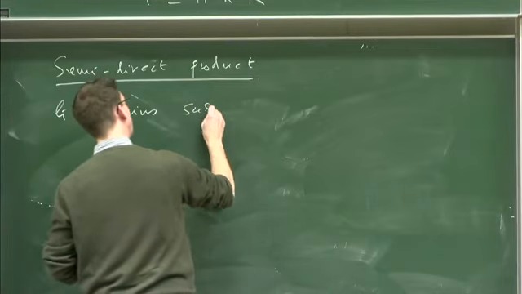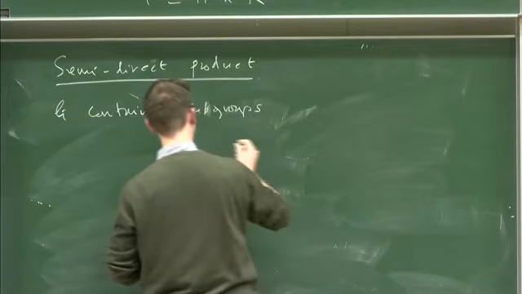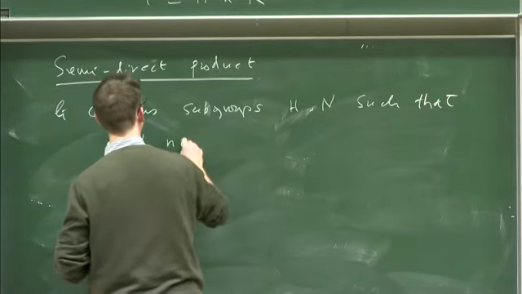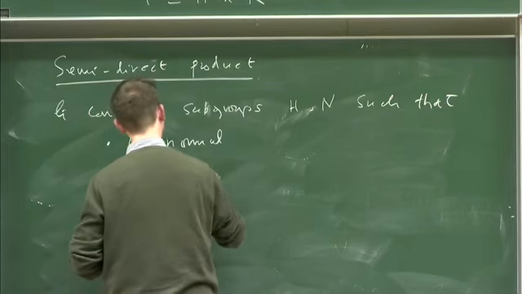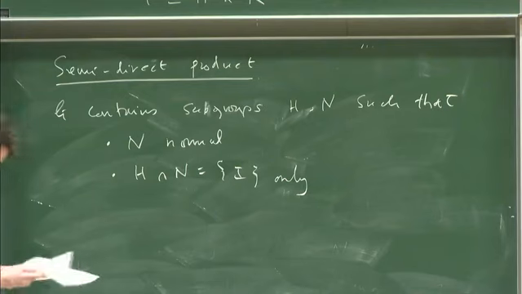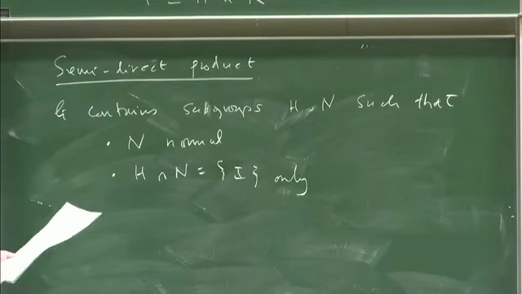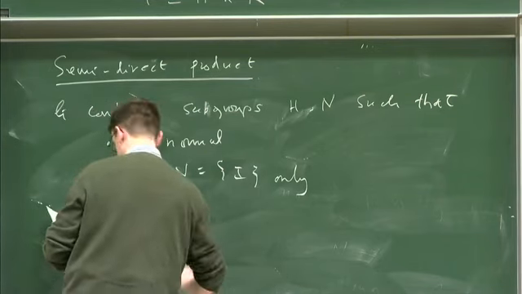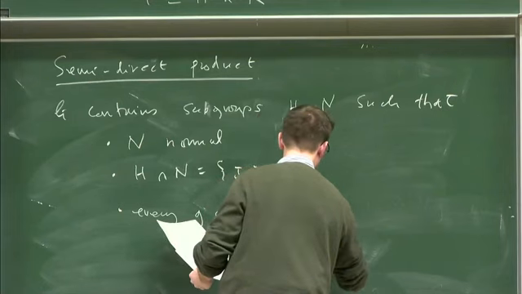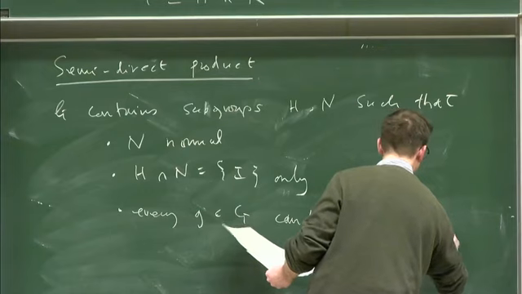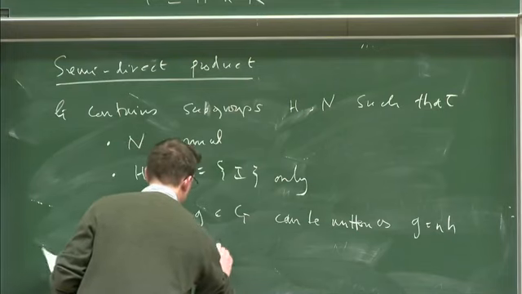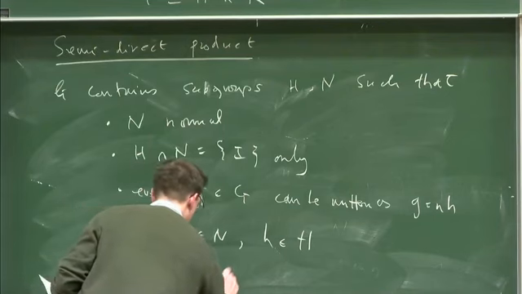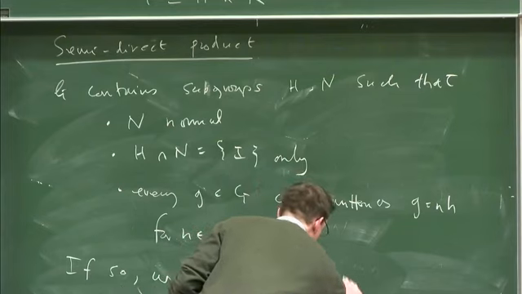So G contains subgroups H and N, so that N is normal and H intersect N is only the identity. And every g in G can be written as nh, with n in N and h in H. If so, then we write G is H semi-direct N.